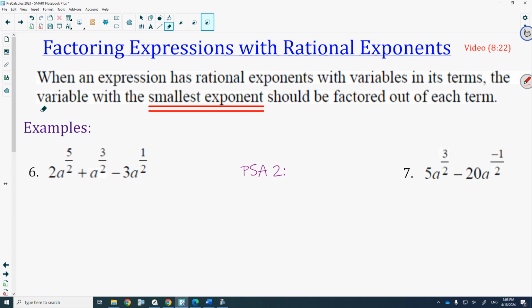All right, let's now factor rational expressions, rational exponents.